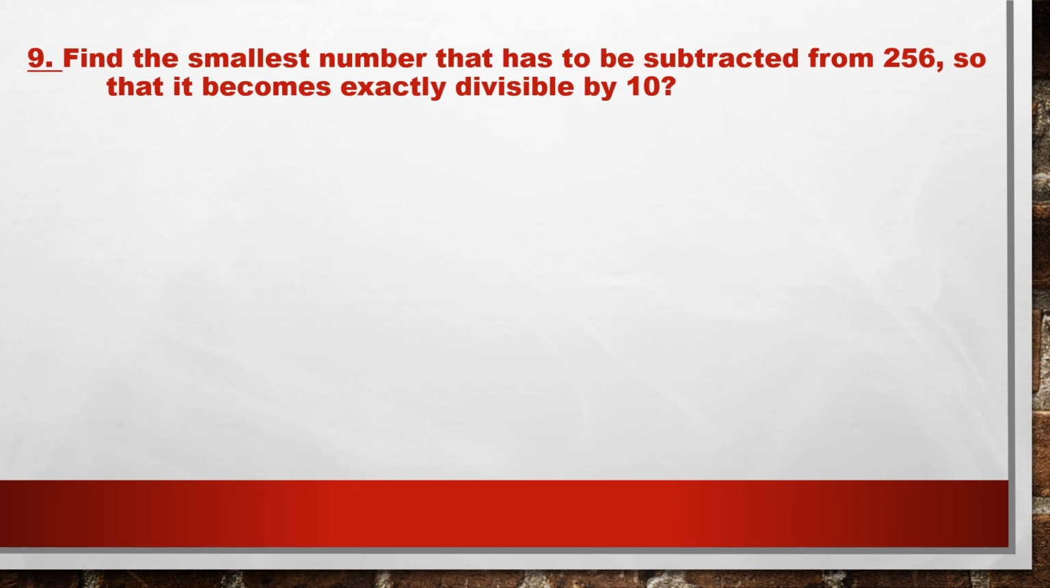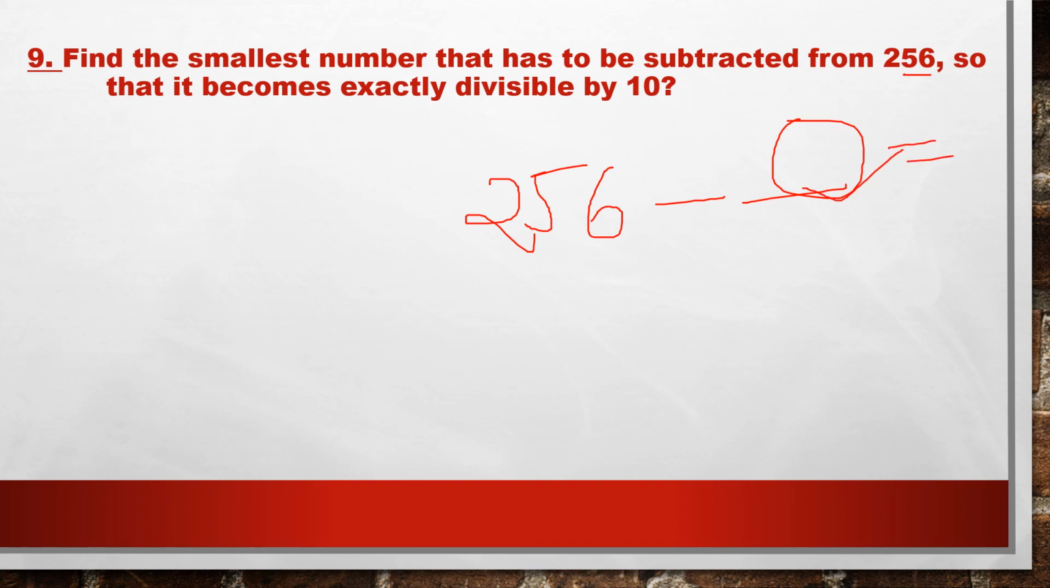So here is your next problem. Find the smallest number that has to be subtracted. In the previous problem we learned numbers to be added, but here we should subtract. We should subtract this number from 256. From 256 you should subtract one number so that you get an answer that is divisible by 10.